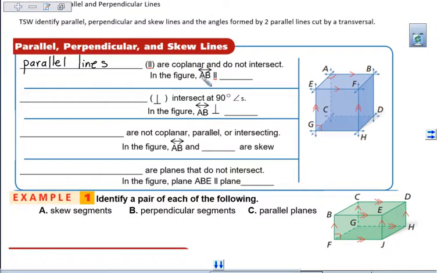So in our figure, line AB is parallel to line EF because they've got those arrows. Remember that if you are typing this, you would need to type a line and then a capital E and a capital F.